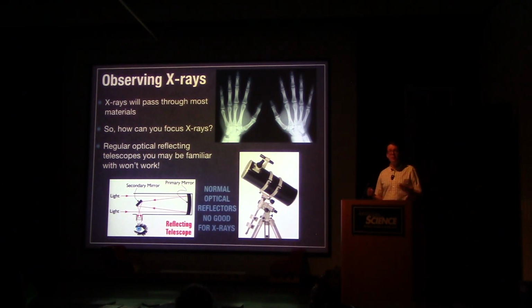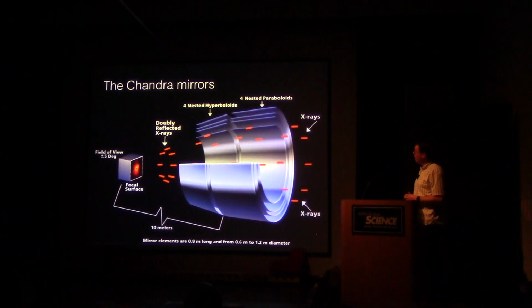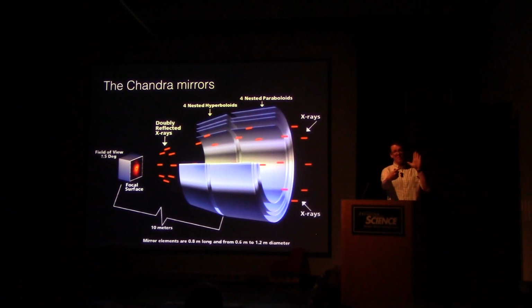So we have to build a different type of mirror, a different type of telescope to be able to look at X-rays. Here's what the Chandra X-ray mirrors look like. Instead of having a surface that you have the X-rays coming, that light coming straight on and reflecting off, the X-rays come in almost parallel to the mirror surface, and they bounce off, and we call it grazing incidence. They graze off the mirror here, they graze off the second mirror here, and then get focused 10 meters away onto the detector.